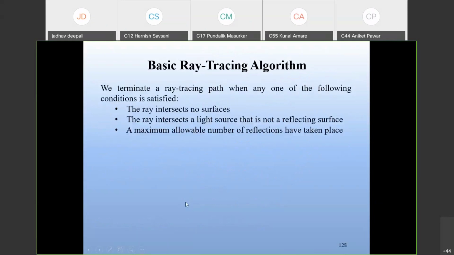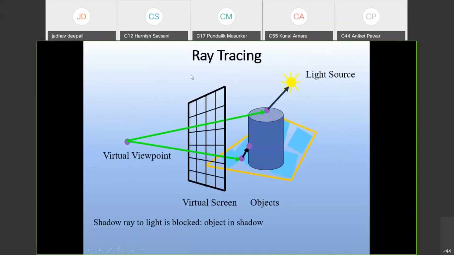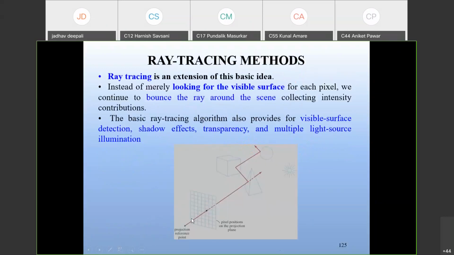We terminate a ray tracing path when any one of the following conditions is satisfied. This path is continuous in the scene. From this object it goes to the next object in this way. That is shown here also. So this path goes from here in this way.